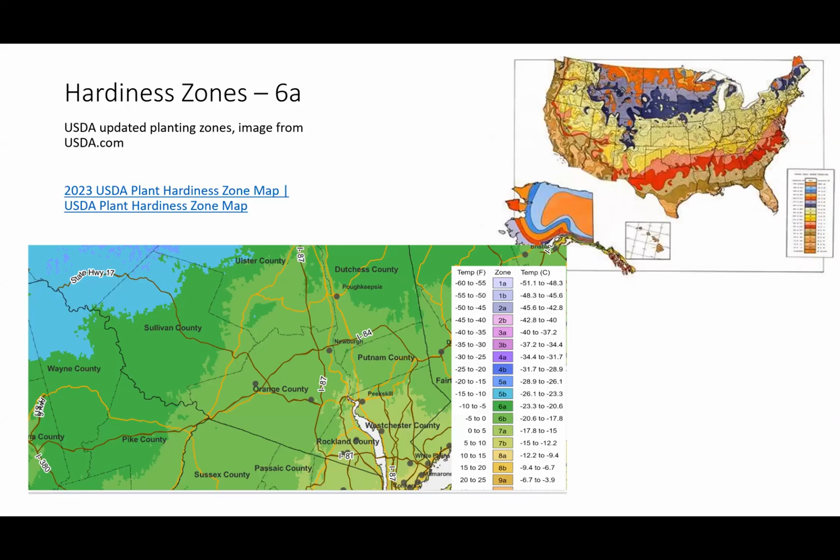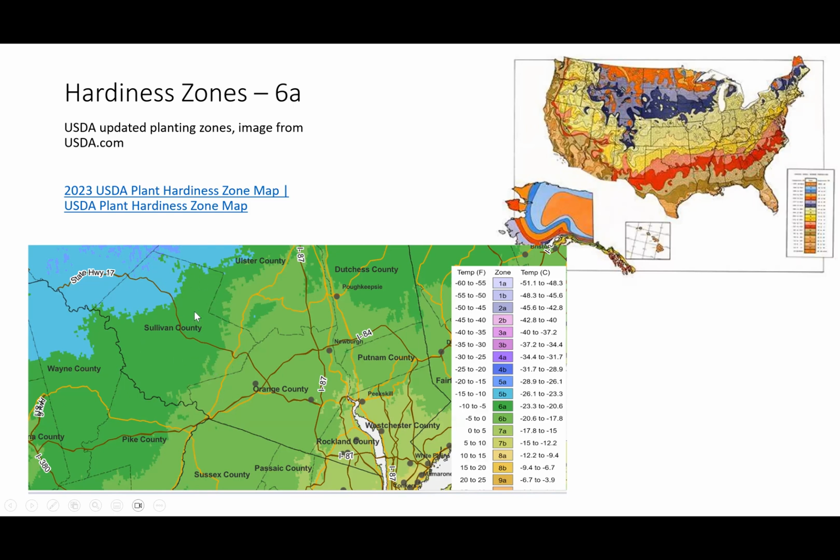Oh yeah, I'm sorry, 6A, not 6B. I said 6B before. So yeah, I'm in zone 6A. I live in Hurleyville. You can see on the map of Sullivan County, the north part of the county is 5B, and there are some parts in the south that are 6A.